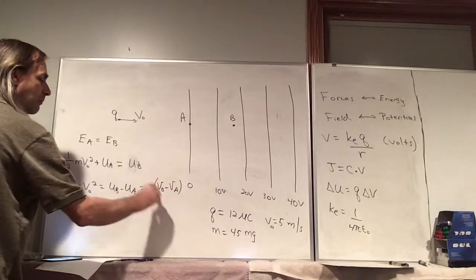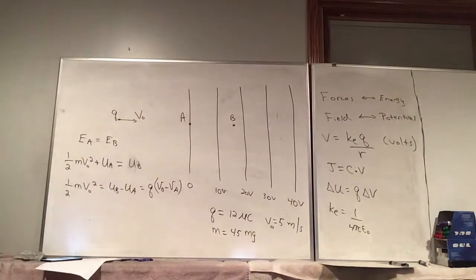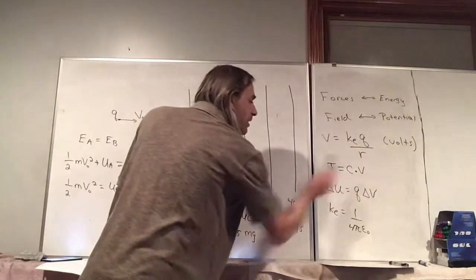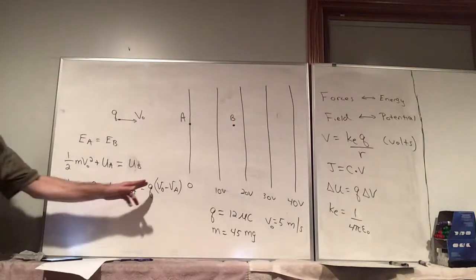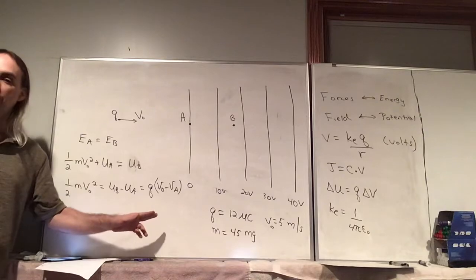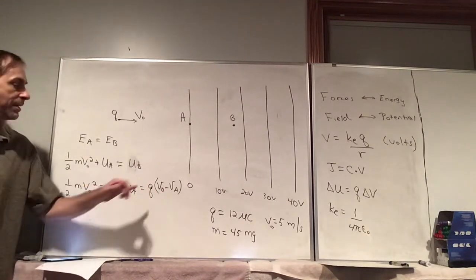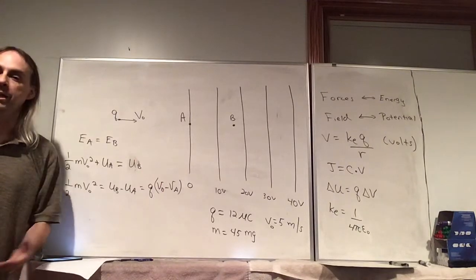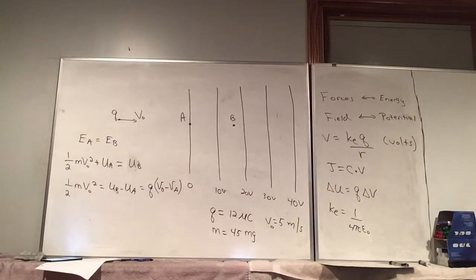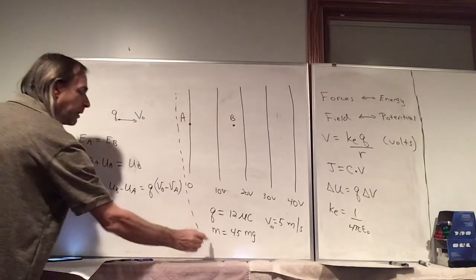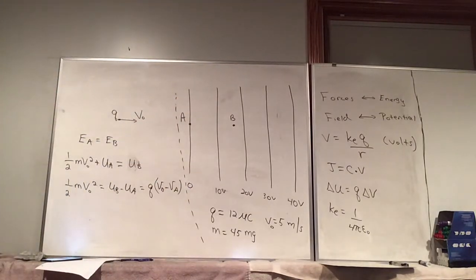minus VA. Now, one thing we have to be a little careful of here is the notation, because here we have a lowercase v for velocity, and this potential is an uppercase V. It's hard to tell the difference between lowercase and uppercase in handwriting, so I'm trying to write these uppercase V's with tails to make them distinctive. And again, this 0, that's not there. Okay.